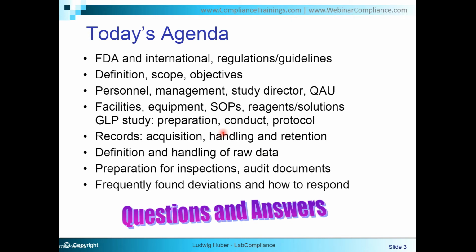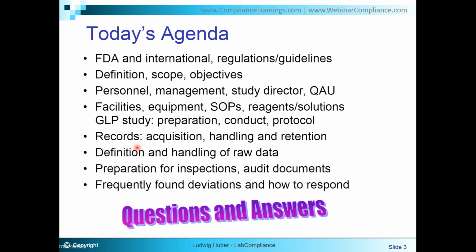SOPs are important because the GLP regulation lists a couple, I think 15 to 20, standard operating procedures which must be available for inspection, so this is quite important. Then we talk about the preparation, the conduct, the protocol, and the report of a GLP study, and the study director. I talk about the records acquisition, handling, and record retention, which is very important.